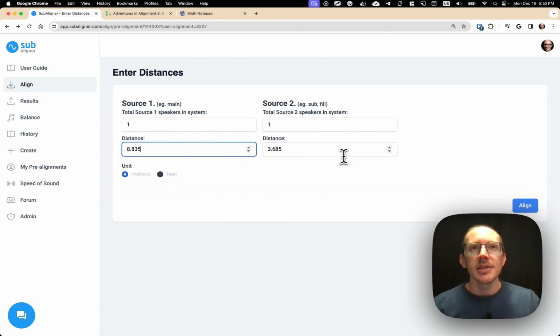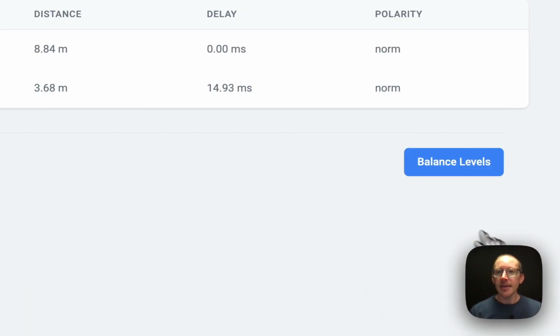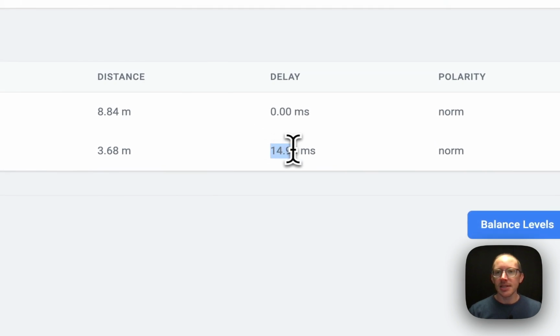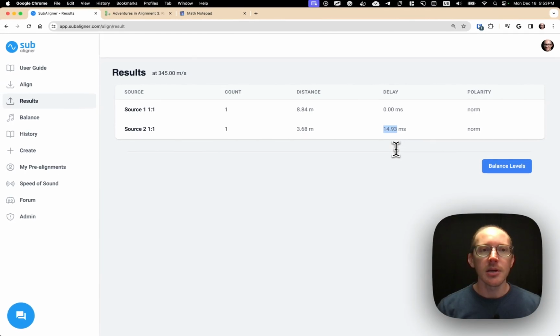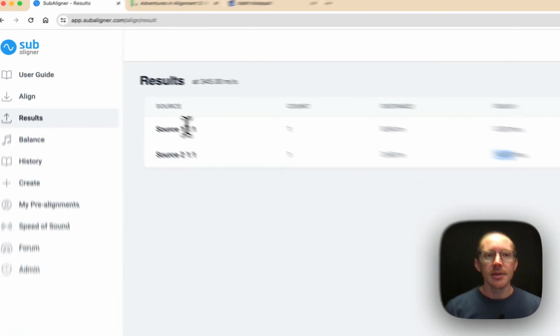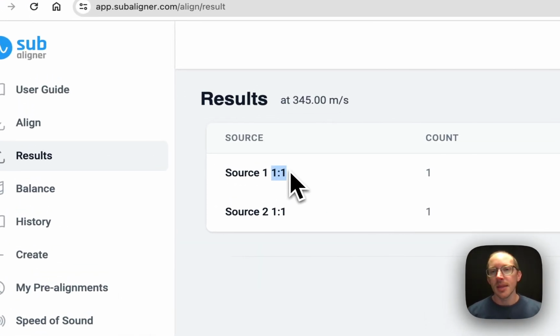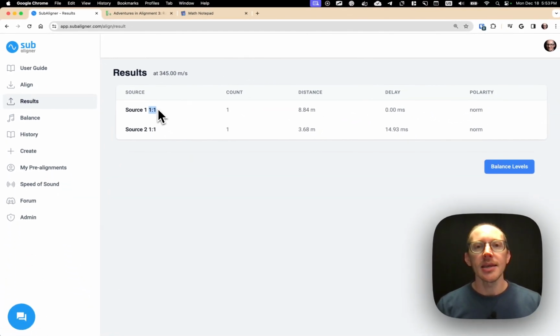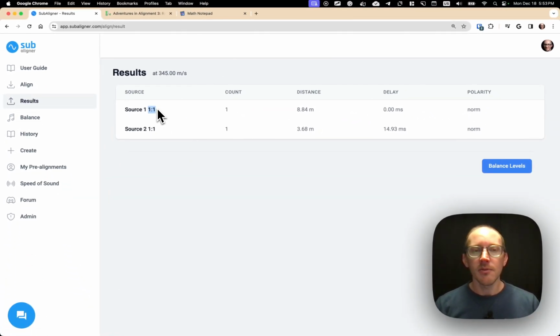Each meter is about 3 milliseconds, so I'm expecting about 15 milliseconds of delay. And that's what we get here. We can see that it's about 15 milliseconds of delay. So here, using the 1-to-1 preset and subaligner, it's just quickly doing a distance to time conversion for you.